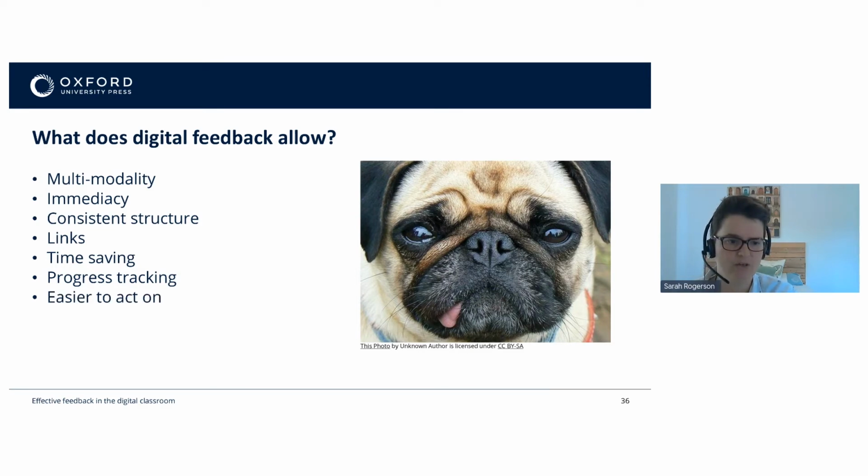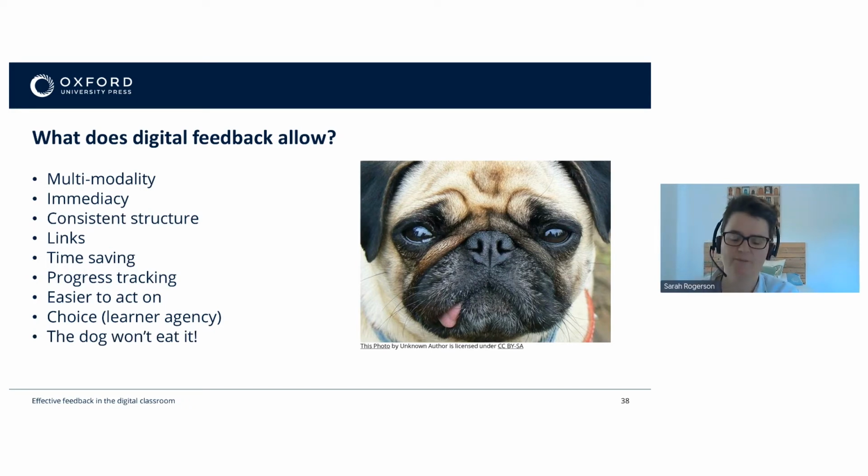What else have we got? It's easier for the student to act on because they've got links, for example. It allows choice, which feeds into the learner agency paper. The students can maybe choose follow-up activities. They can choose how they want to receive their feedback. And this is where the dog came in. Finally, the dog won't eat it.